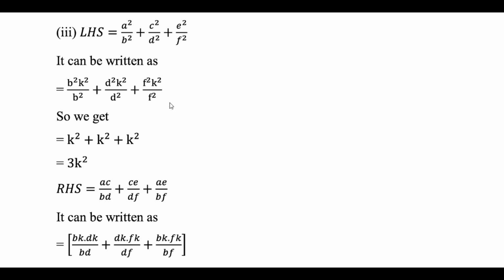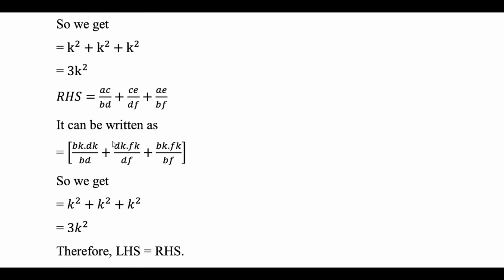In the left hand side, it is given a²/b² + c²/d² + e²/f². After that, put the values of a, c and e. We will get k² + k² + k², that is 3k². Come to the right hand side: ac/bd + ae/bf + ce/df.